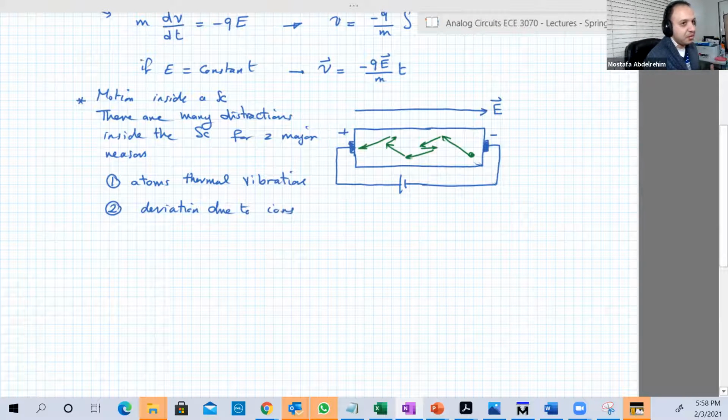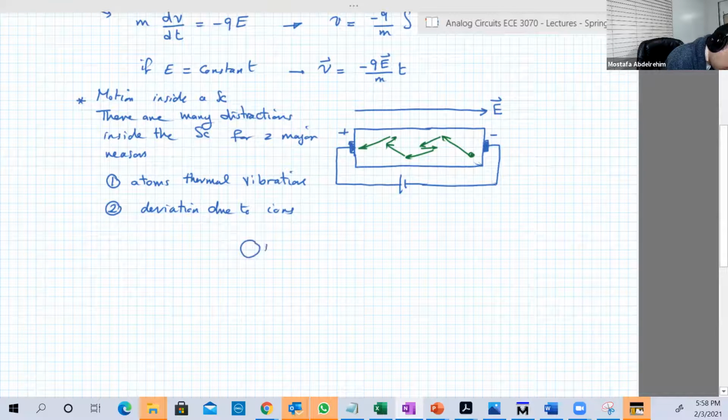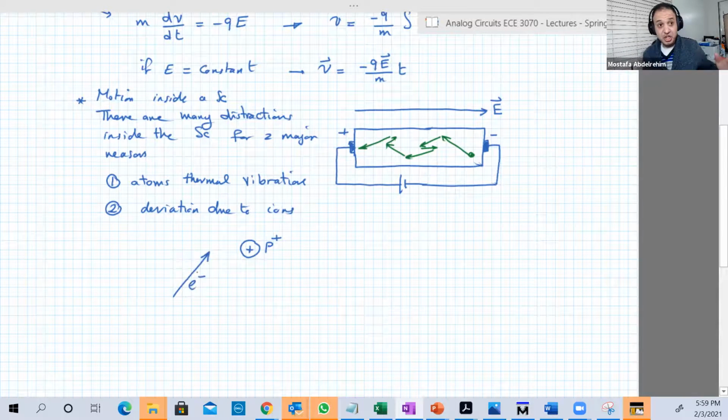This is more general because holes have the same problem as well. So let's talk about N-type material. In N-type material, you add a phosphorus atom, and this phosphorus atom will lose an electron and become a positive ion, right? So let's assume there is an electron moving in that direction, straightforward. If it continues, it will continue very straight.